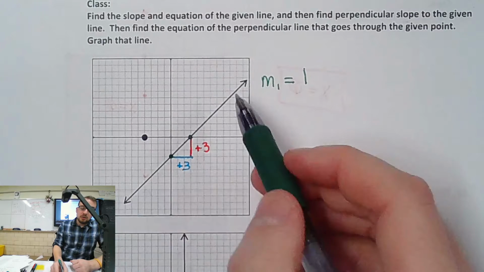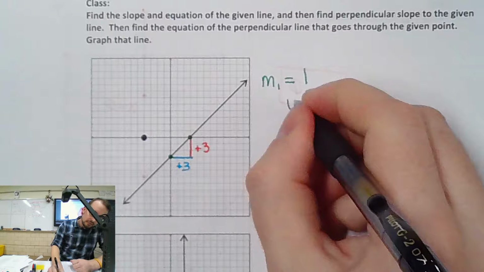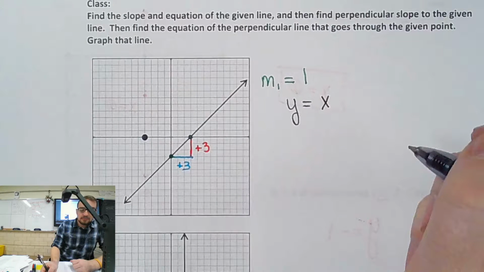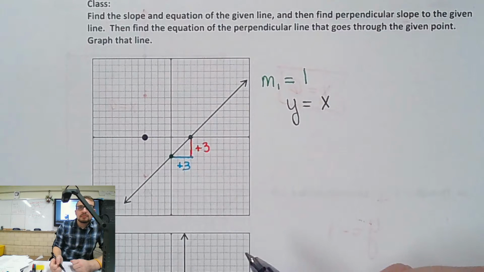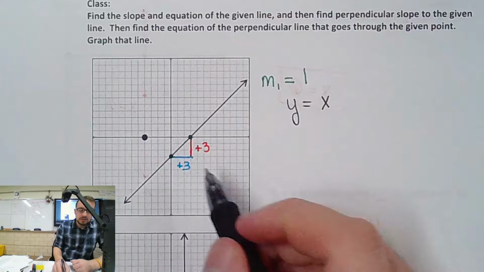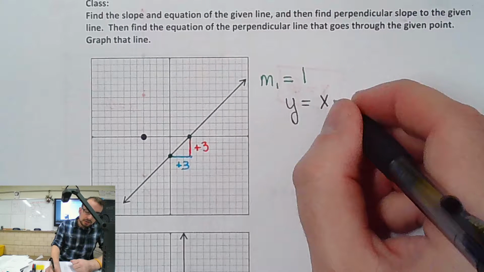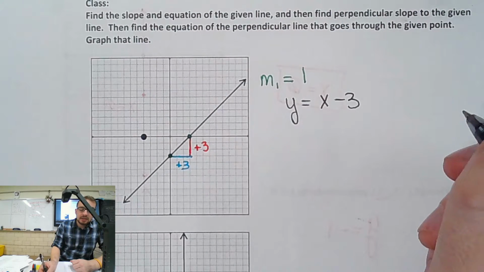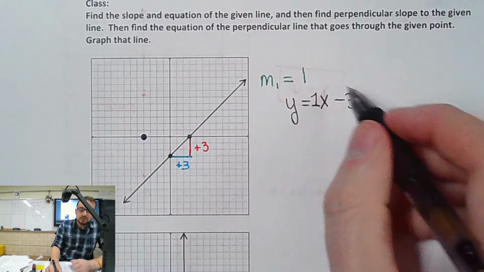Now we need to write the equation of the original line. So we know the slope is 1, so 1x. What's the y-intercept? Where does the black line cross the y-axis? -3. Yeah, so there's the equation of the original line, right? y = x - 3, slope of 1. That's where we got that from, right?